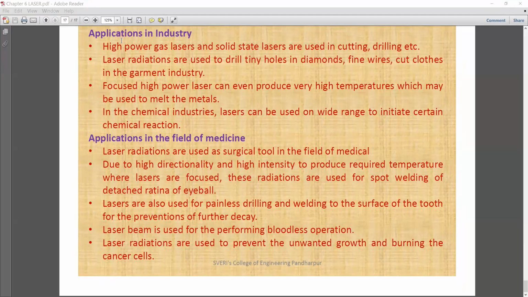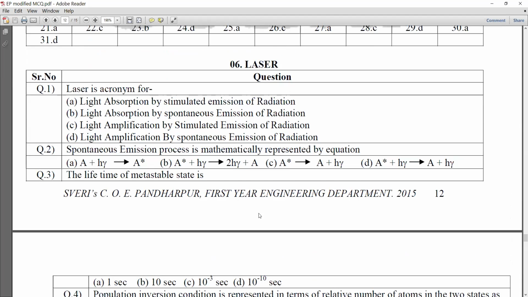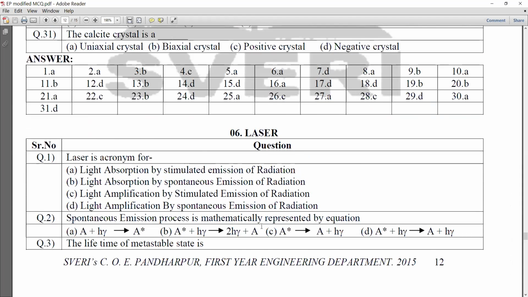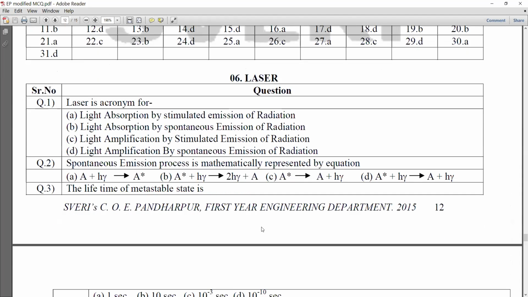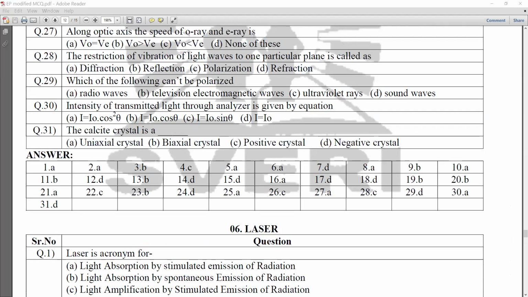Now let us move to the MCQs. So can you see the MCQs? Is it visible to you? Laser MCQs. Yes, sir. Yes. Okay, so I want to ask you 3 MCQs at a time. Give the answer so that whatever type of MCQ comes, you can answer.